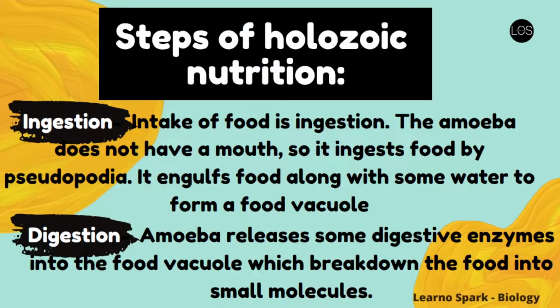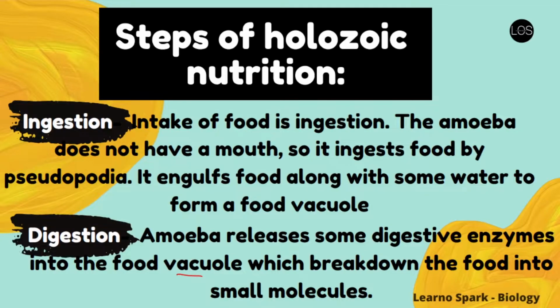Let's move on, and the next step is digestion. Digestion is basically the breakdown of complex food material into simpler ones. After the formation of the food vacuole, amoeba releases some digestive enzymes into the food vacuole, which break down the food material inside it into small molecules.